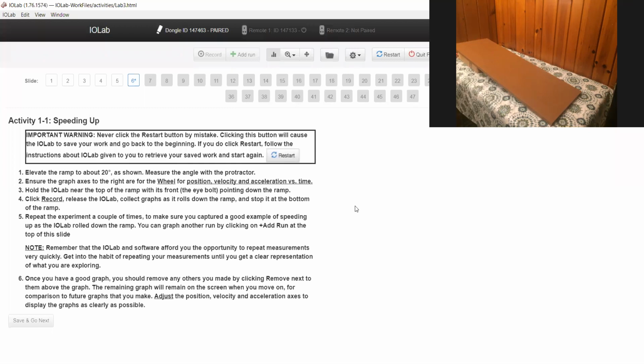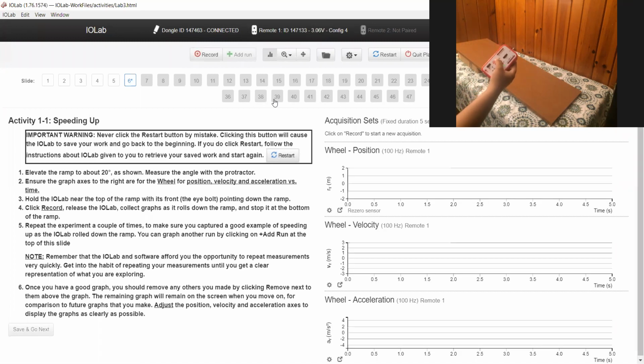Now it's time to do the experiment. First thing, if you see here, your remote is not paired. If you remain inactive for some time, the remote will go off by itself to save the battery, which is a good thing. So you may power on again, and it will be paired again.